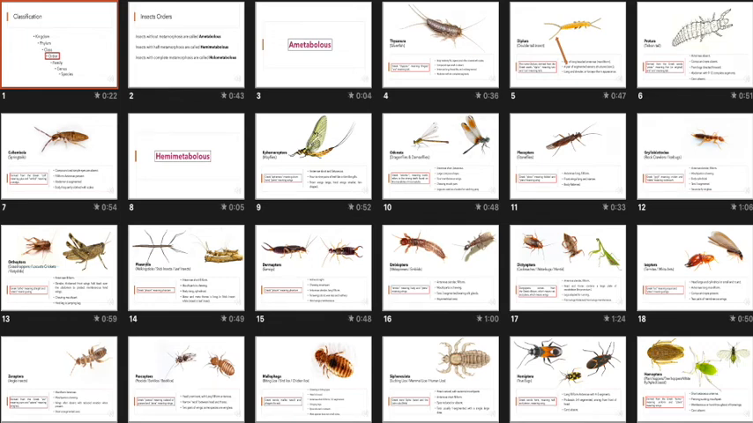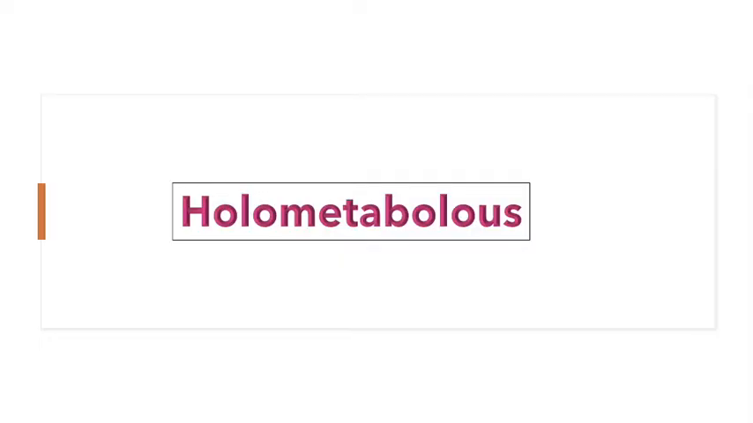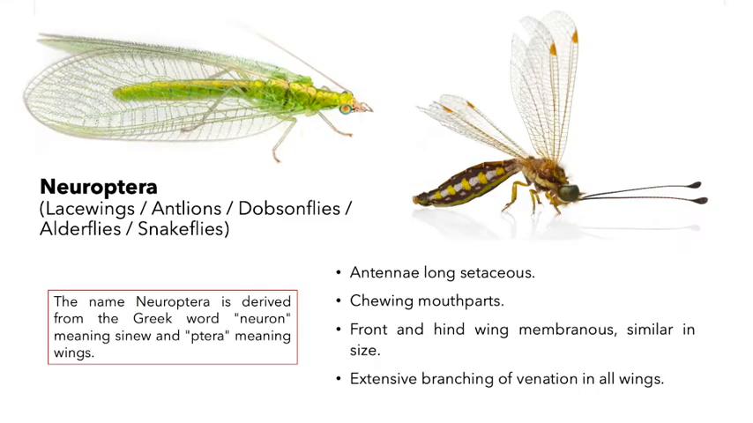In the previous video, we went through the ametabolous and hemimetabolous insects, and in this video, we are going to cover the remaining holometabolous orders. The third and last category on the basis of insect development is holometabolous, and the order name is Neuroptera. Examples include lacewings, antlions, Dobson flies, alder flies, and snake flies.